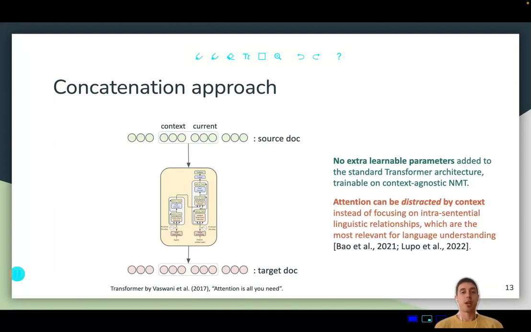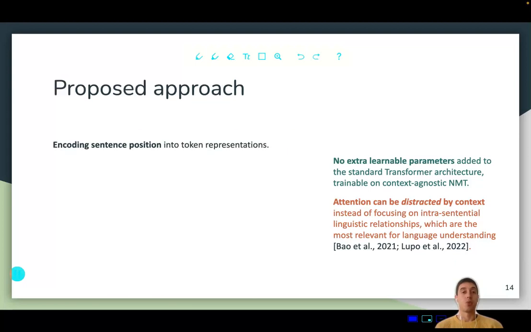which we can train also on sentence-level data in a context-agnostic fashion. However, since we are concatenating many sentences together, attention can be distracted by the available context, instead of focusing on intrasentential linguistic relationships, which are the most relevant for language understanding and translation. Therefore, we propose to encode sentence position into token representations to make the model more aware of the fact that within the sequence that is being processed, there exist different sentences, and hopefully to focus more on the local linguistic phenomena that exist within each of these sentences.